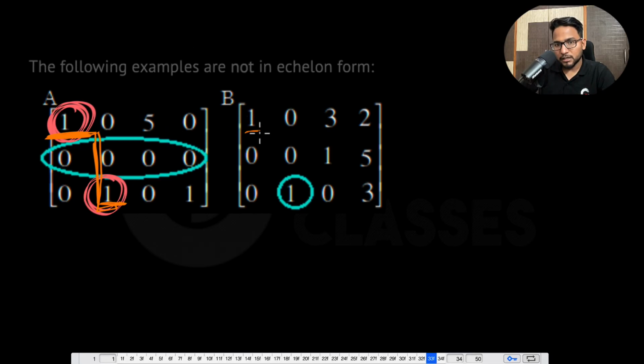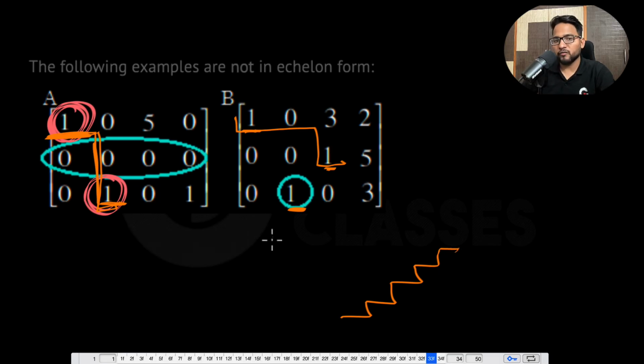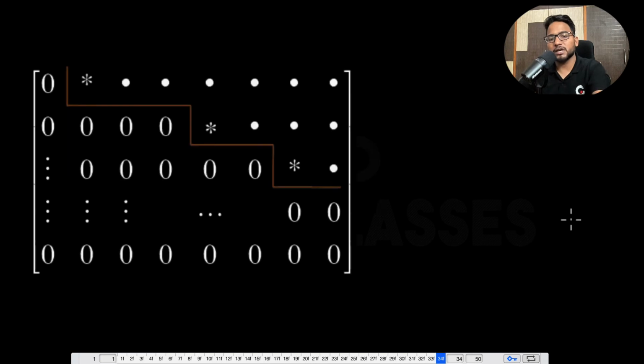Now you just check here. This is a leading entry, this is a leading entry, this is a leading entry. Now let's see if they are forming the steps or not. Stairs or not. That is fine, that is fine. But if you want to go to this leading entry, you will go something like this, which is not the stairs, right? You should be going something like this. So if it is not stairs, it is not in echelon form. That's why this is not in echelon form, and this is not in echelon form. So you just check the stairs using the leading entry.